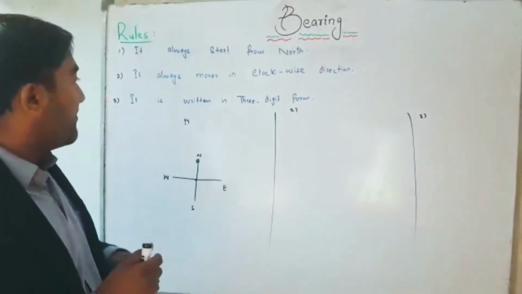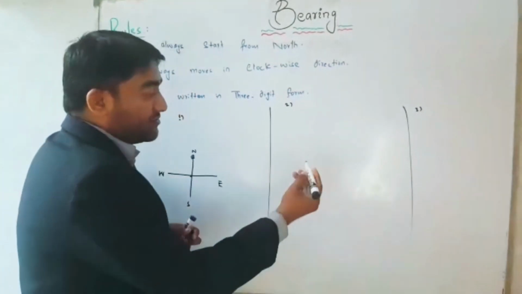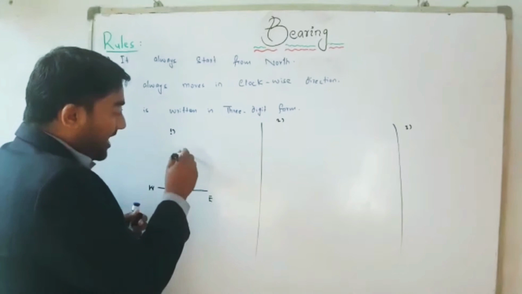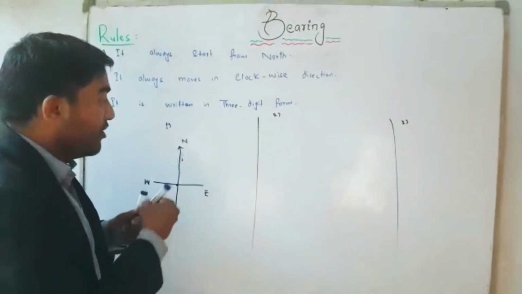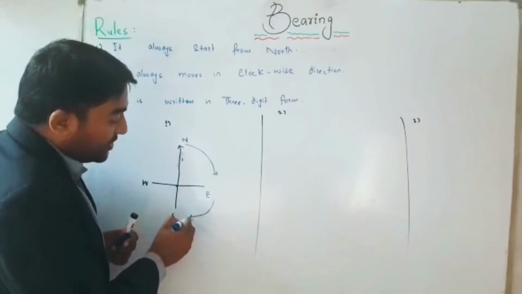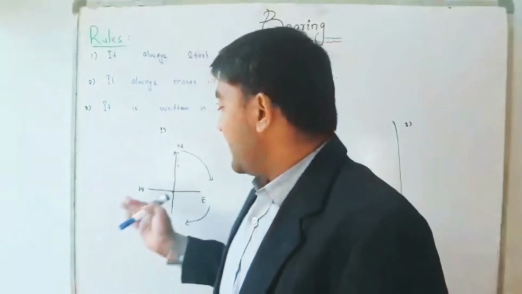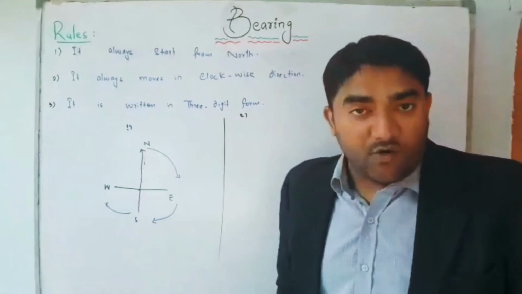Okay, the second point is it always moves in clockwise direction. So what I did here, I made the north here. Second, it moves in clockwise direction. We know that this is the clockwise direction. So we will always find the angle in the bearing by moving in the clockwise direction.